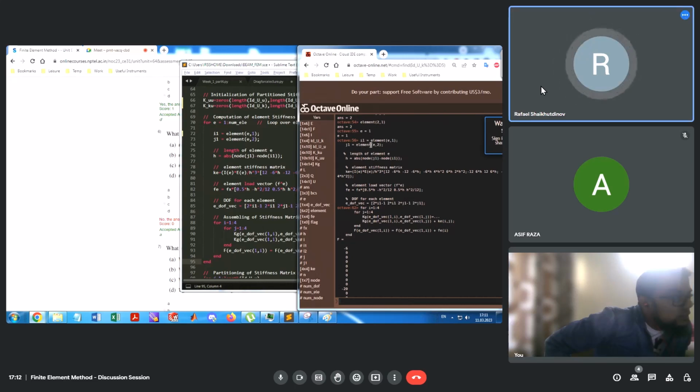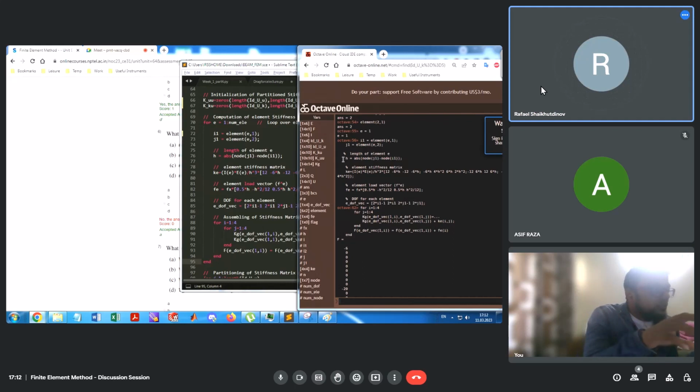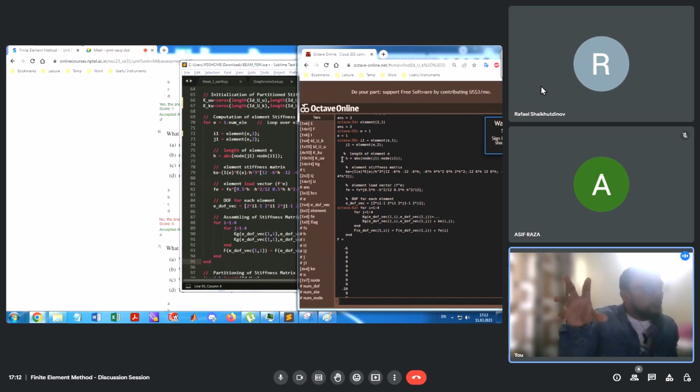And J1 will be 2. So first element, I1 is my local node 1, J1 is local node 2. So for the first element, local node 1 is my global node 1 and local node 2 is my global node 2.